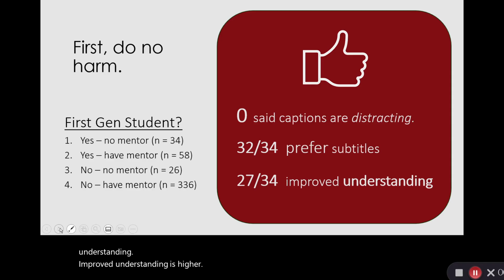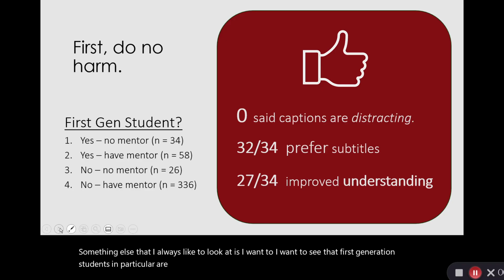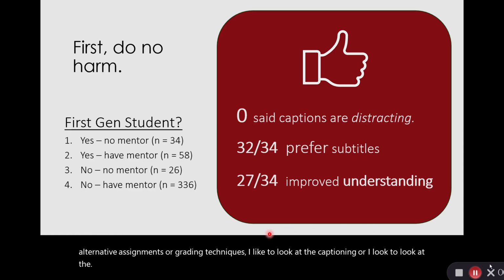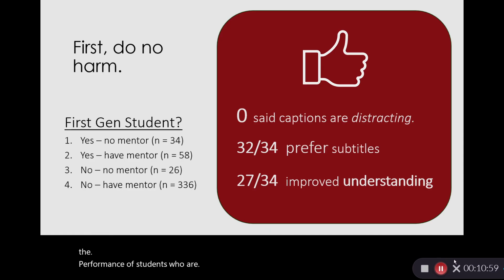So something else that I always like to look at is I want to see that first generation students in particular are not being left behind when I try something new. So if I do some alternative assignments or grading techniques, I like to look at the captioning, or I look at the performance of students who are first generation students to make sure that I'm not leaving them behind in what I'm doing there.